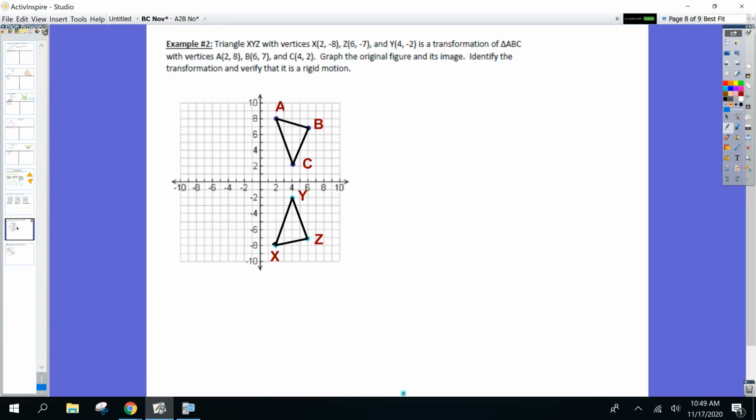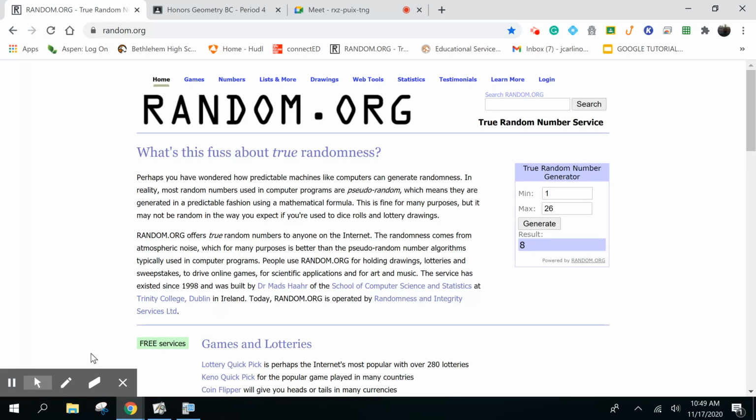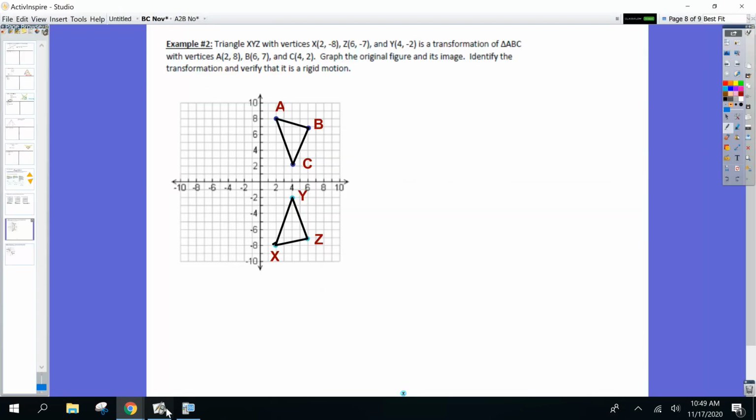Okay, first question. What transformation is happening? That's the first thing we need to get through. What's it look like? What transformation was performed? Moving on. 14. Ellie, what's it look like we just did? A reflection. Good job, Ellie.